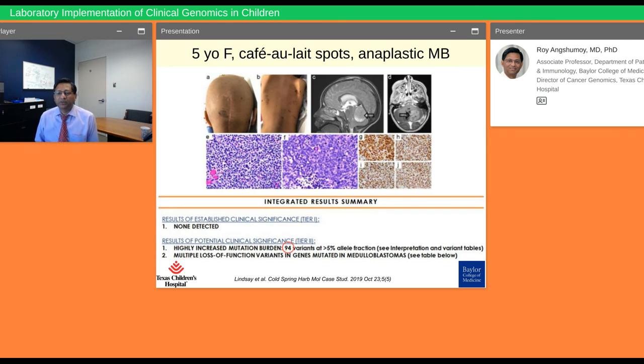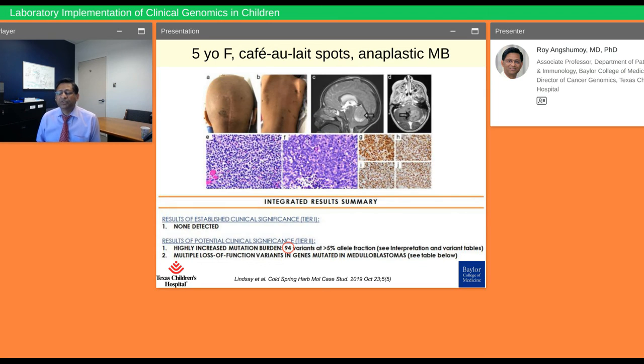This patient presented to our service with what is typically referred to as multiple café au lait spots. And café au lait spots are nothing but a portion of skin discoloration. You can see in panel A and panel B multiple areas of the back of the head as well as the back of the patient showing dark discolored patches. These are often referred to as café au lait spots.